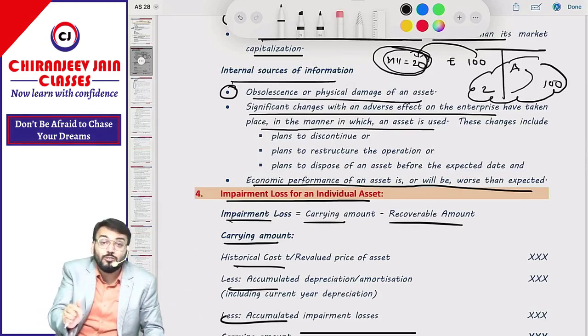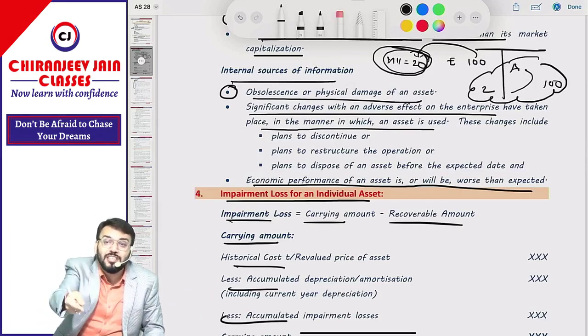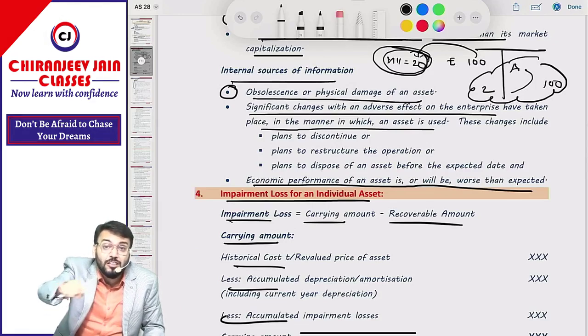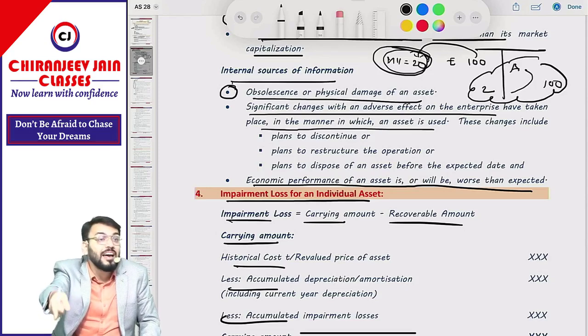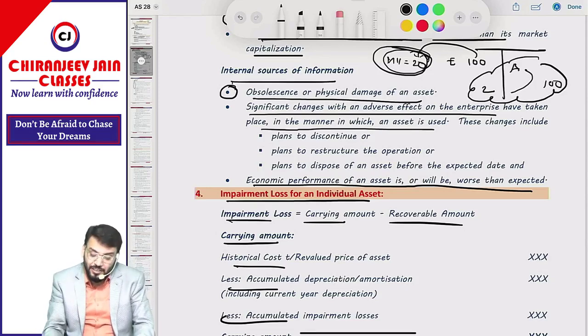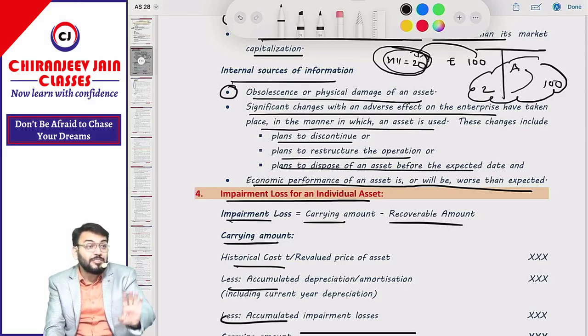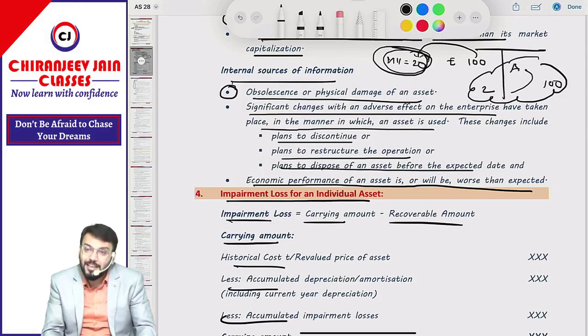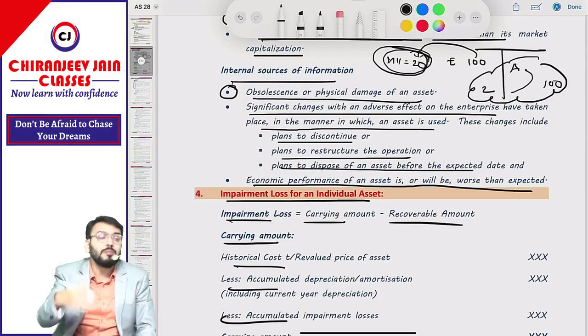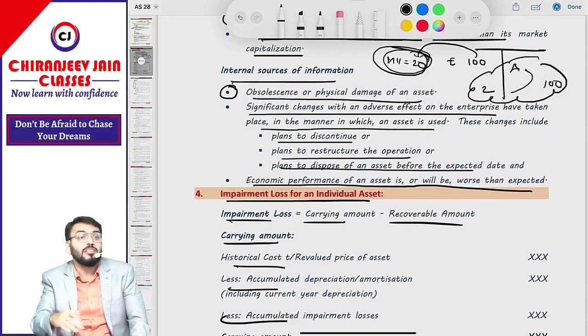So if you have decided to discontinue one of your businesses, it means you are not using the asset of that business. So it indicates that the asset requires impairment testing. A plan to discontinue, plan to restructure the operation, or plan to dispose of the asset before the expected date gives an indication that the asset requires impairment.